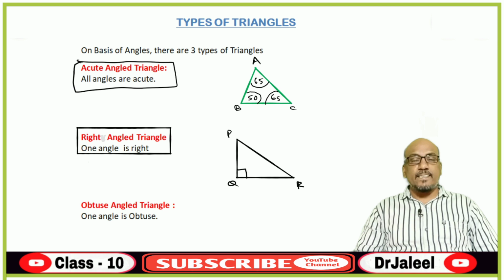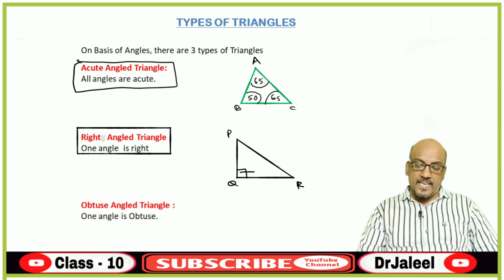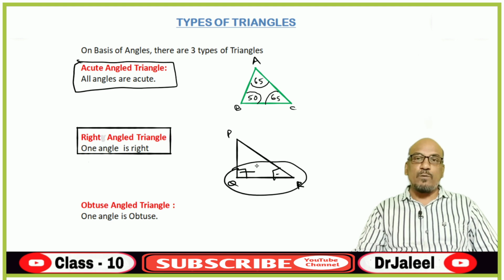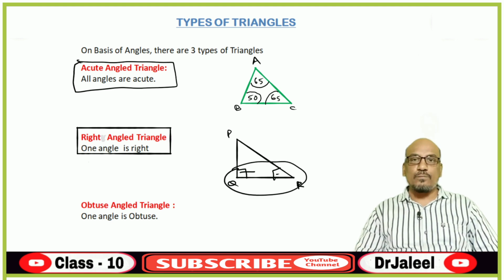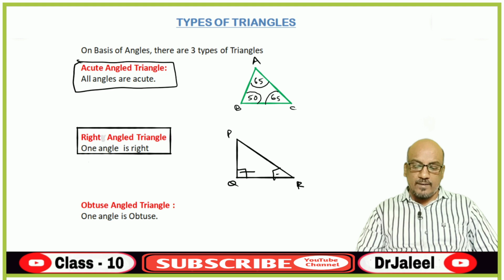So children, can there be any two right angles in one triangle? No, there is no possibility. Why is there no possibility? Because if this is 90 and this is 90, 180 is finished here itself. Then what will be the third angle? It can't be 0. So there will be only one right angle in a triangle.